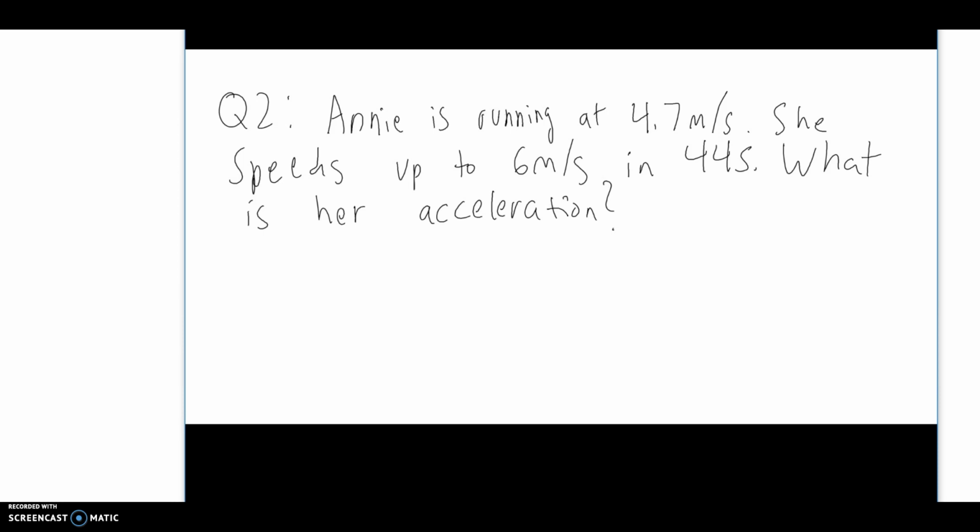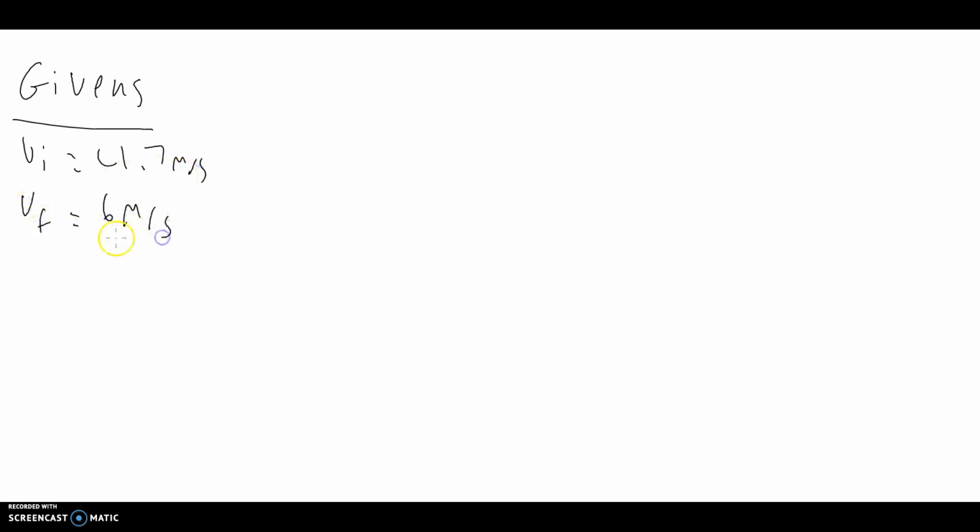Okay, so Annie is running at 4.7 meters per second. She speeds up to 6 meters per second in 44 seconds. What is her acceleration? So let's look at our givens. We are given in the problem that initial velocity is 4.7 meters per second, and that VF is 6 meters per second, and that delta t equals 44 seconds. Our unknown, what we're trying to solve for, is A, acceleration.